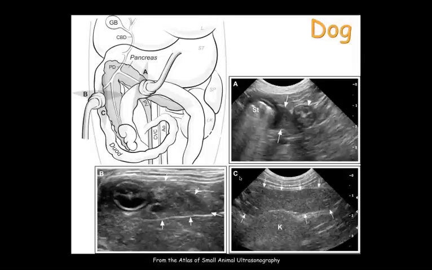Image C corresponds to now a sagittal view of the right lobe of the pancreas, and we see it as an elongated, uniformly echogenic structure lying superficially to part of the right kidney.